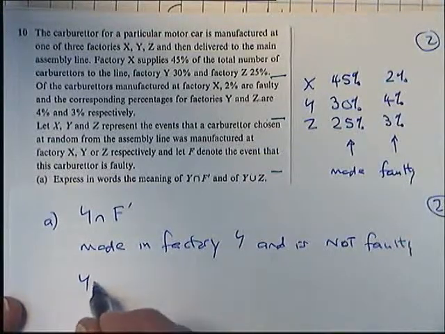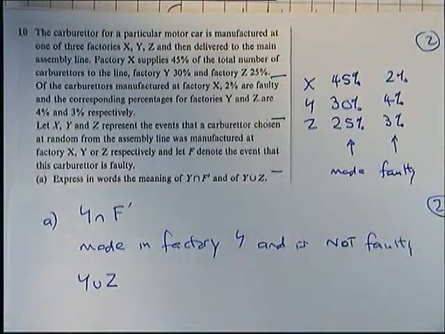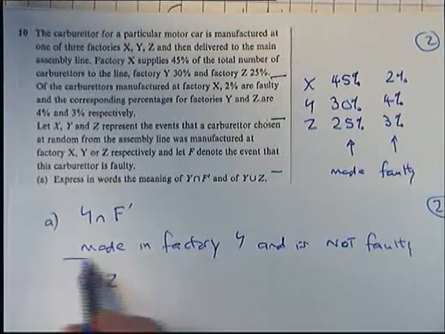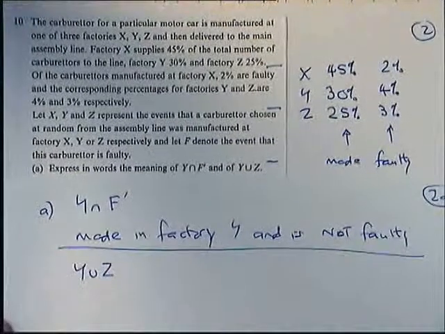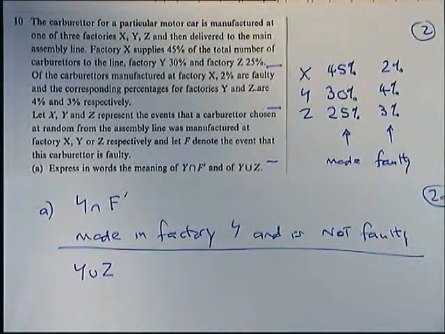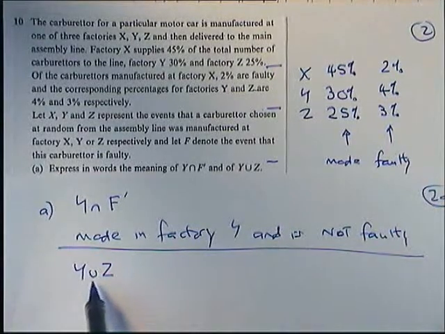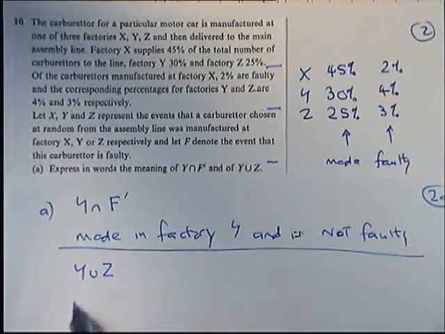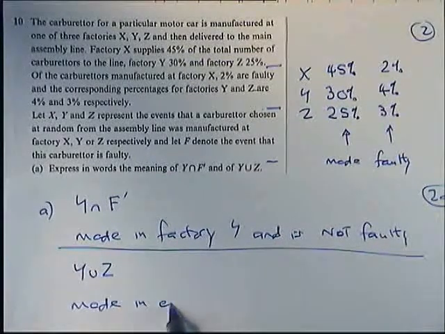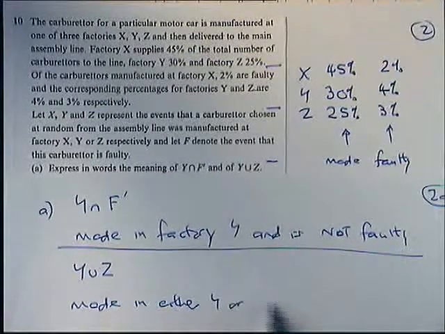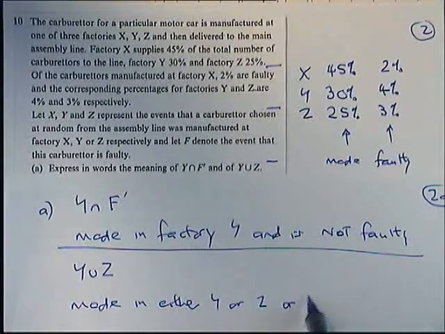Then the next one we have is Y union Z. So what's the real life meaning of the expression Y union Z? Anybody else? Eve, what's your answer? Y and Z? Right, not the and. The union is or. So that means it's made in either Y or Z, and technically, or both, which actually won't happen because they're not made in both.